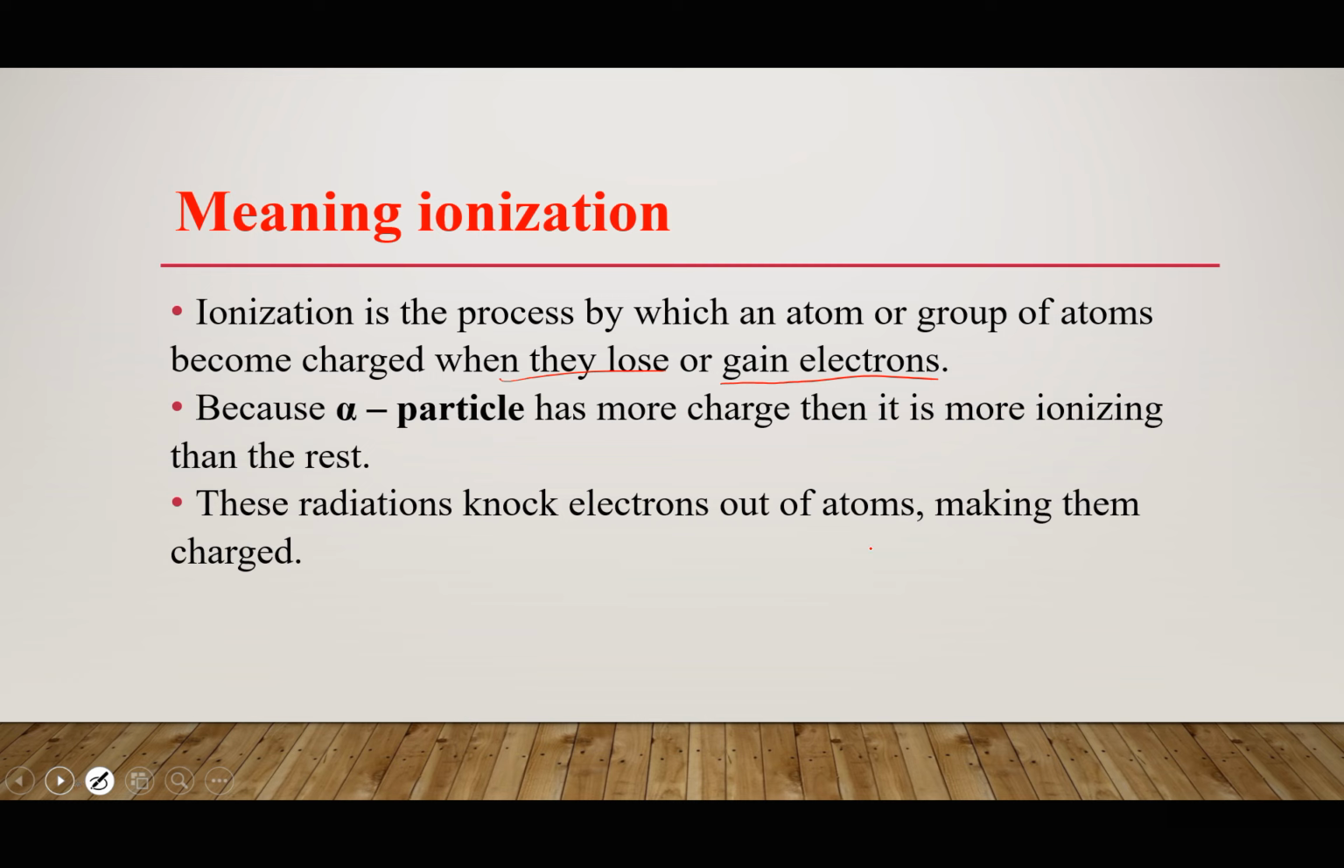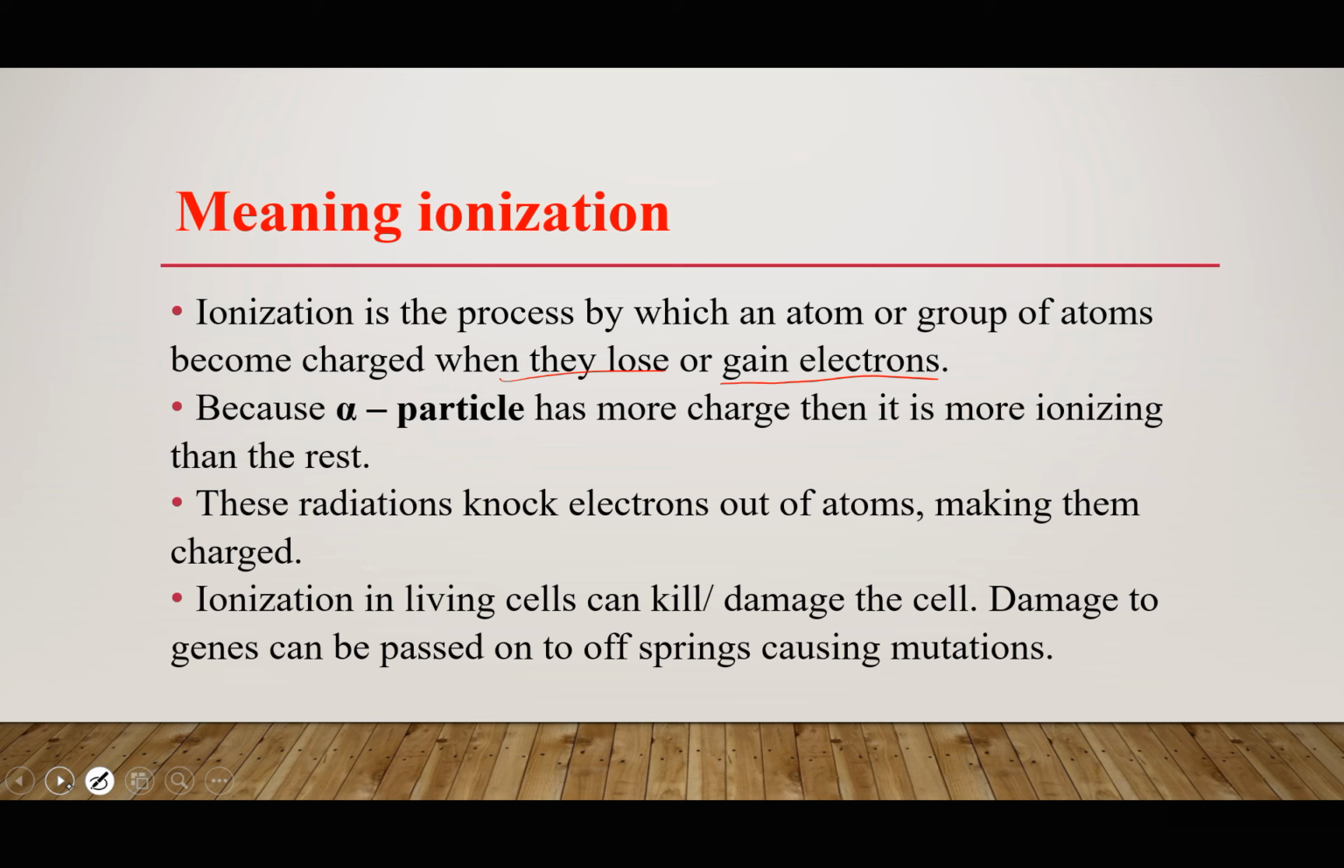These radiations knock electrons out of atoms, making them charged. However, I wanted to note that ionization in living cells is most likely going to damage the cell. And damage to genes can be passed on to offspring, causing mutations. Of course, we know mutations are sudden changes in the genetic makeup.